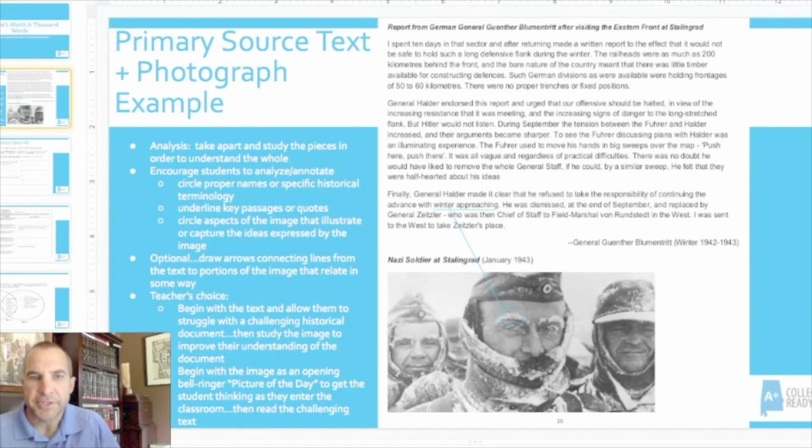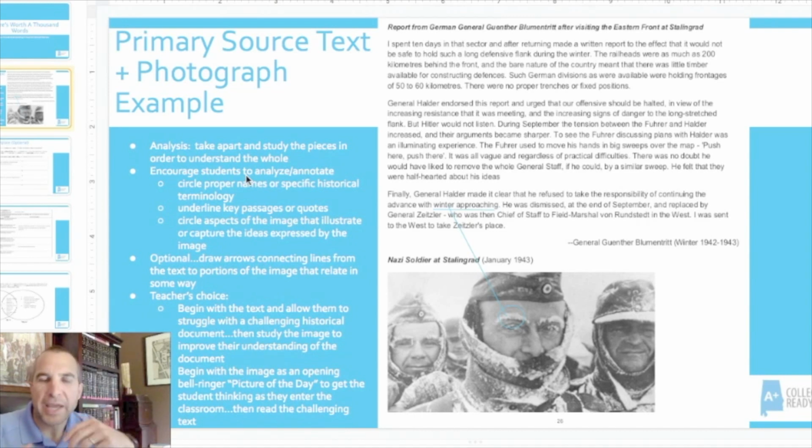Let's use this example here. So we're going to look at a world history example from the Battle of Stalingrad. You would give the students the primary source, the text, and of course, the image in this case is a photograph of Nazi soldiers that was taken in January of 1943 in Stalingrad. All right, let's back up a second and talk about the concept of analysis.